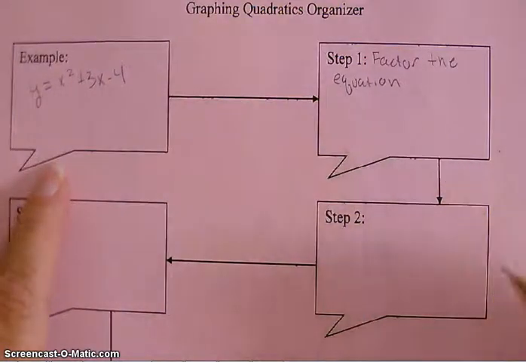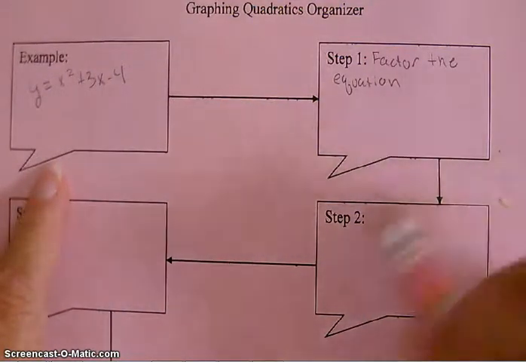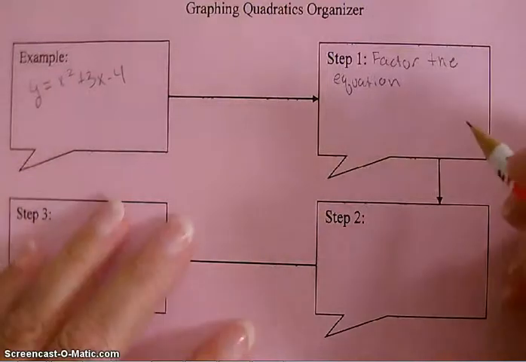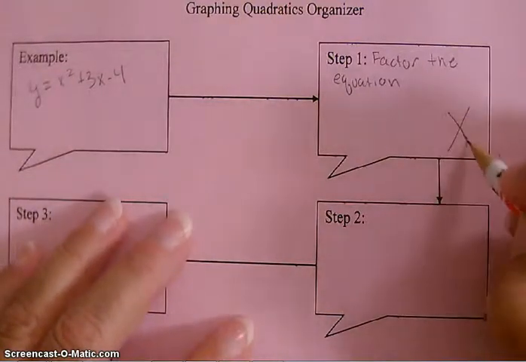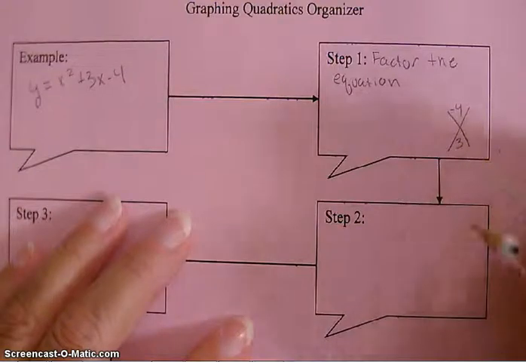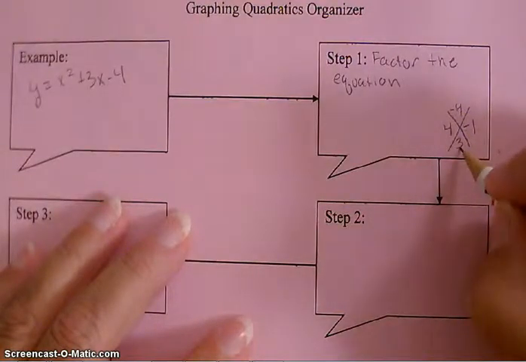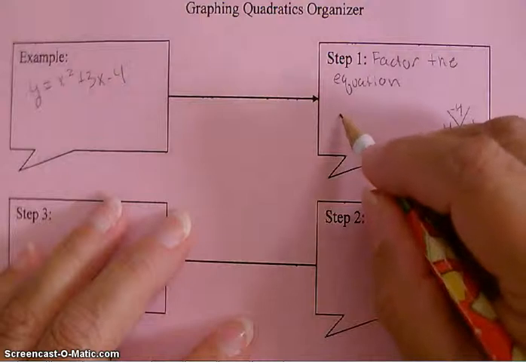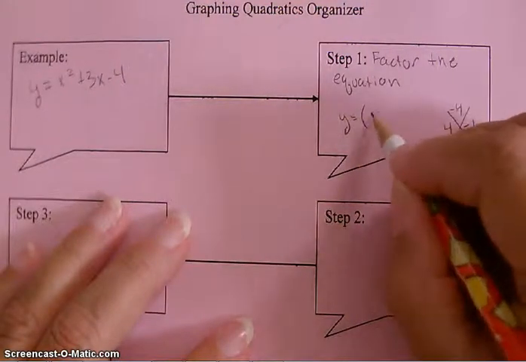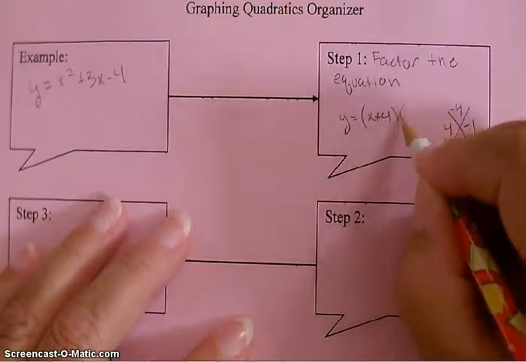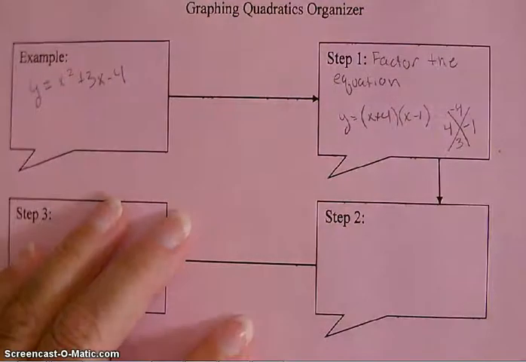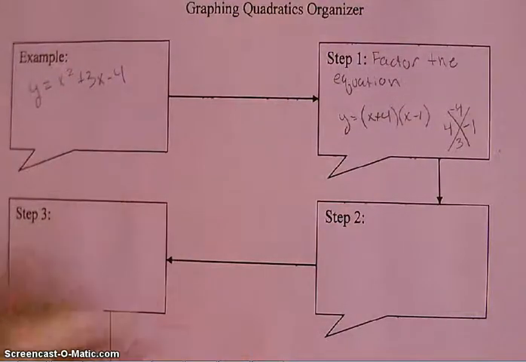Our first step would be to factor the equation. If we remember how we would factor this equation, we would look for factors of -4 that add to give me +3. My factors of 4 are 1 and 4 and 2 and 2. So I know if I have a +4 and a -1, I'm going to multiply to get this and then add to get +3. So my equation will be factored into y equals x plus 4 and x minus 1. So my quadratic has been factored, and now I can move on to step 2.